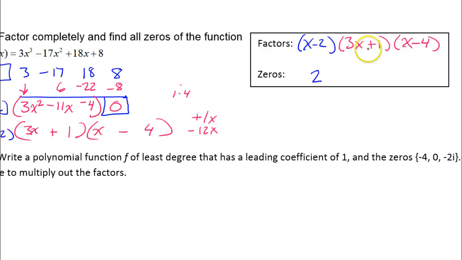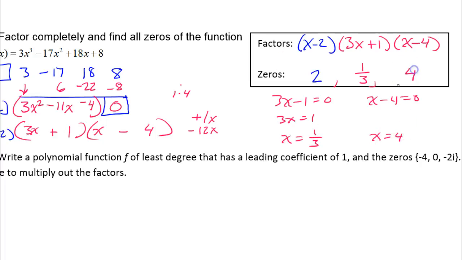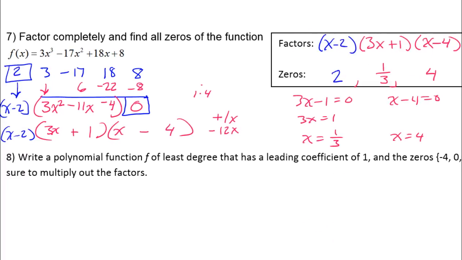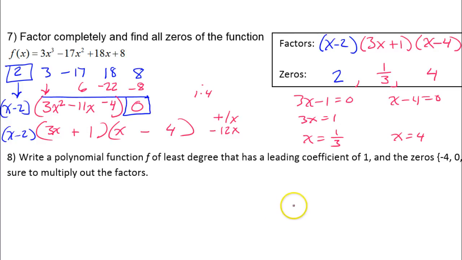Now setting these equal to 0 and solving, alright, adding 1 to both sides, I have 3x equals 1. Dividing by 3 gives me x equals 1/3. And of course adding 4 to both sides gives me x equals 4. So there are the factors and there are the zeros. So this is the completely factored form of the function. Alright, that's it for number 7. And the next problem is completely different, so I'm going to stop the video here.